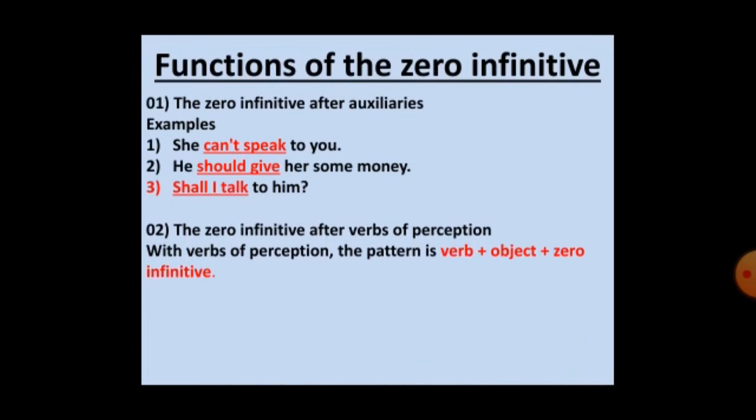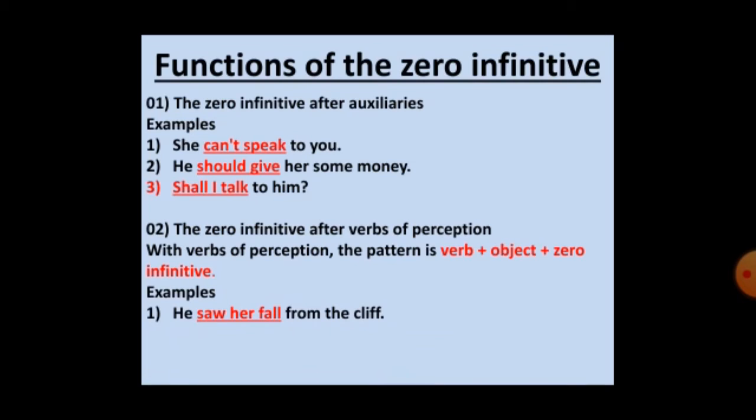Okay students, so now I move towards our second function. Verbs of perception are verbs in which we perceive things: we smell things, we see things, we can feel things. So these all are verbs of perception. After verbs of perception we are not supposed to use to infinitive but zero infinitive.